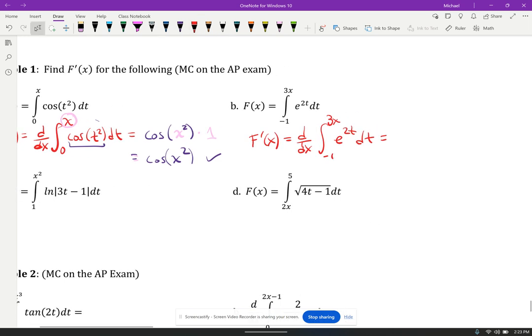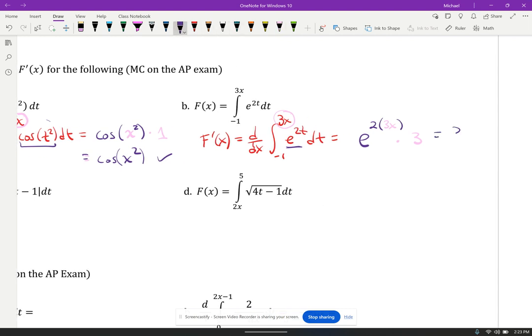Sure. All I'm supposed to do is take the function and substitute the upper limit, or rather the variable limit, into the dummy variable of the integral, and then multiply it times the derivative of what I plugged in. The derivative of 3x would be 3. And that's it. My answer is therefore 3e to the 6x.